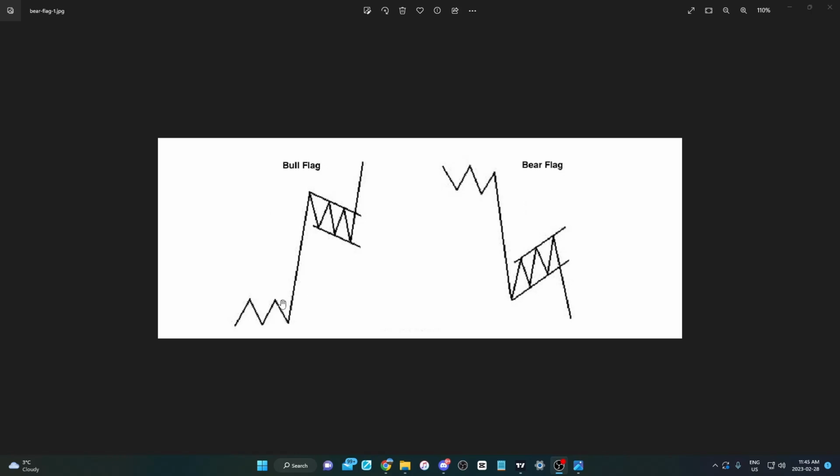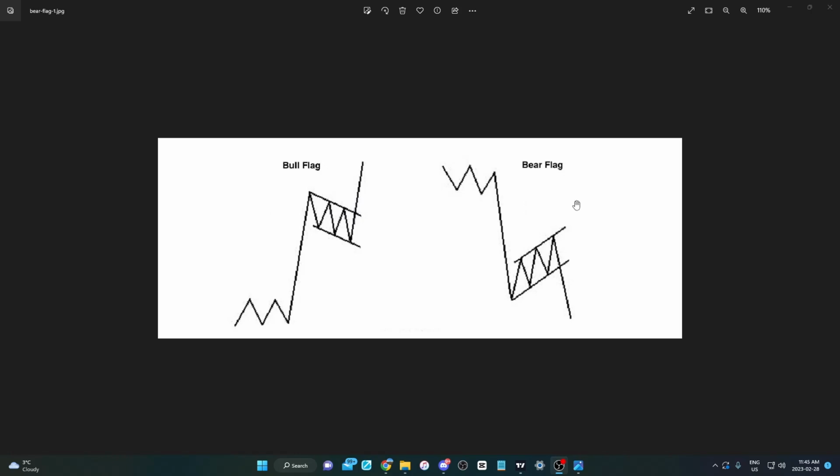A bull flag is characterized by a strong upward movement followed by a consolidation period, which forms a downward rectangular shape. During this consolidation period, the security may experience some downward movements, but the overall trend remains bullish. Once the consolidation phase is over, price will eventually break through the resistance trend line, continuing much higher.